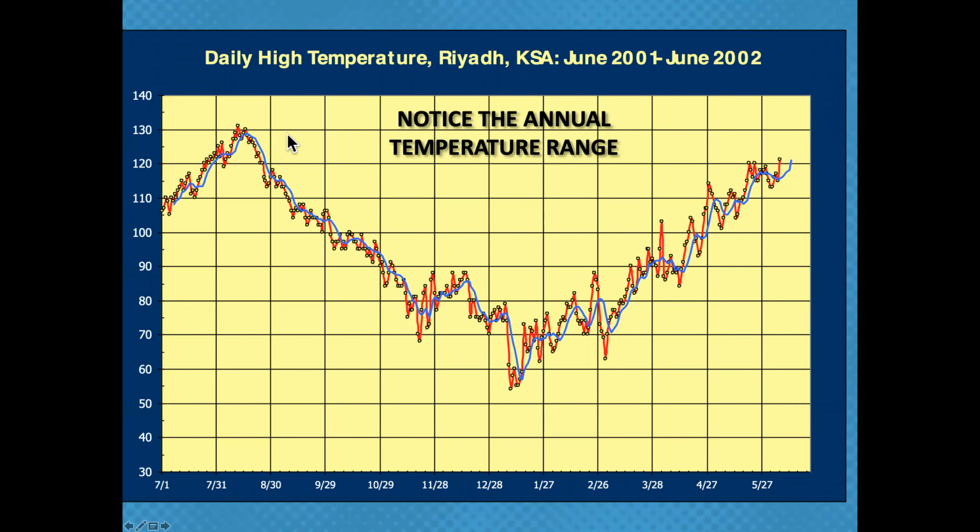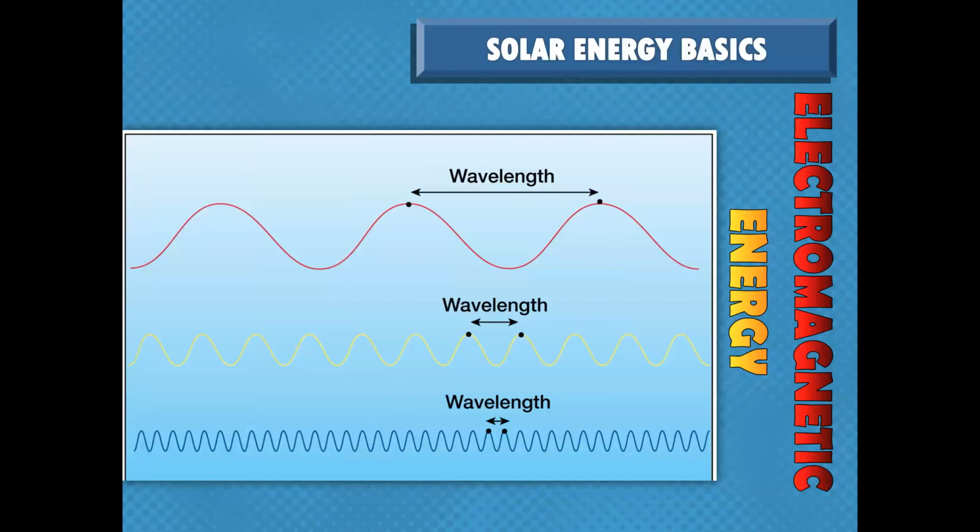This happens to be from Saudi Arabia, one particular year. So in Saudi Arabia, this particular year, the high was 132. The low was about 54, 53 degrees. So that is the annual temperature range versus daily temperature range.